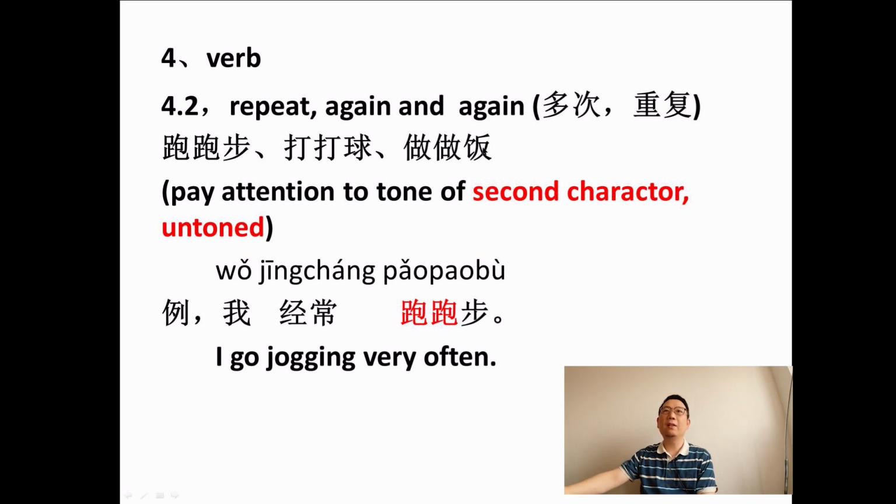And also here it's similar, you need to pay attention to the tone of the second character. The second character will be neutral. 跑步, 跑 is the third tone, but the second character will be neutral. 跑跑步, 打打球, 做做饭.